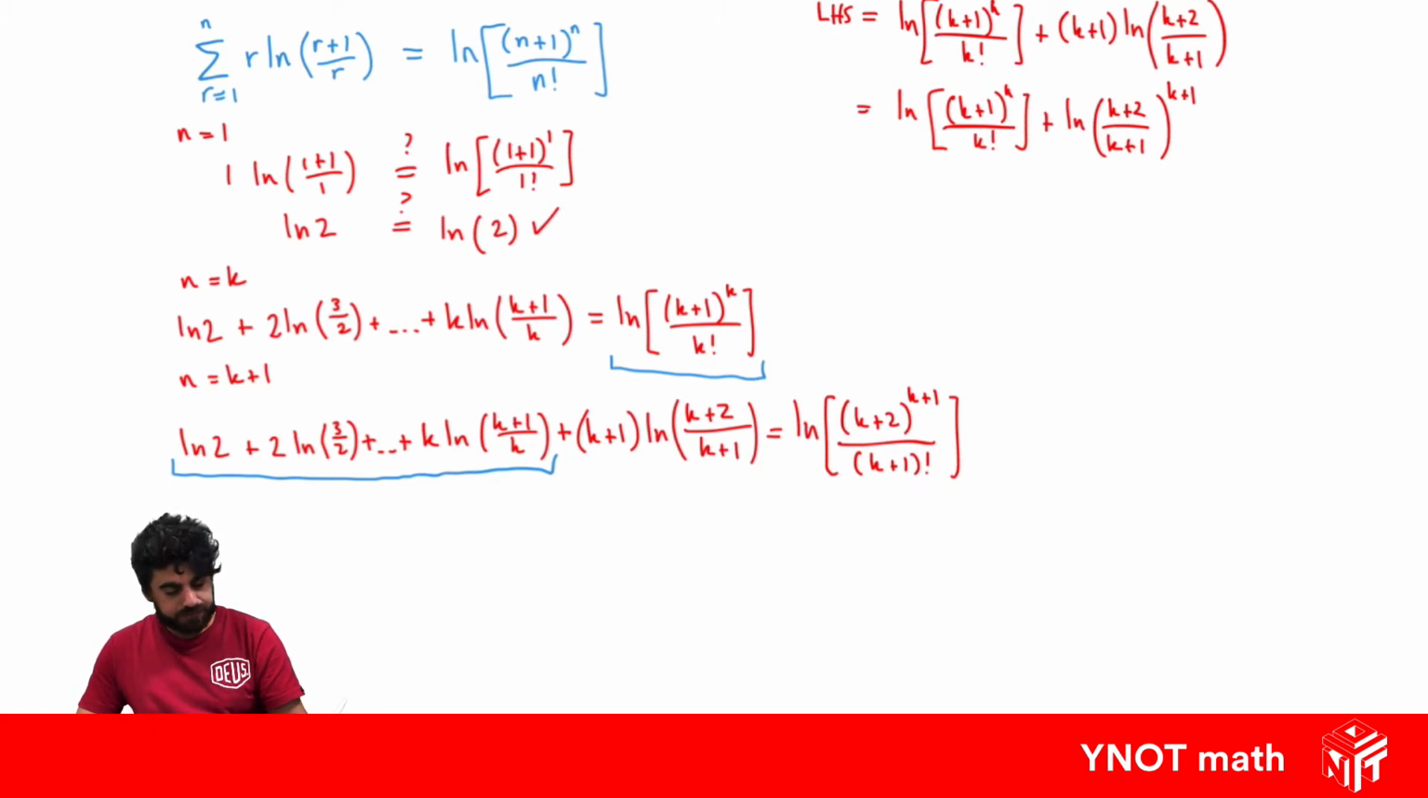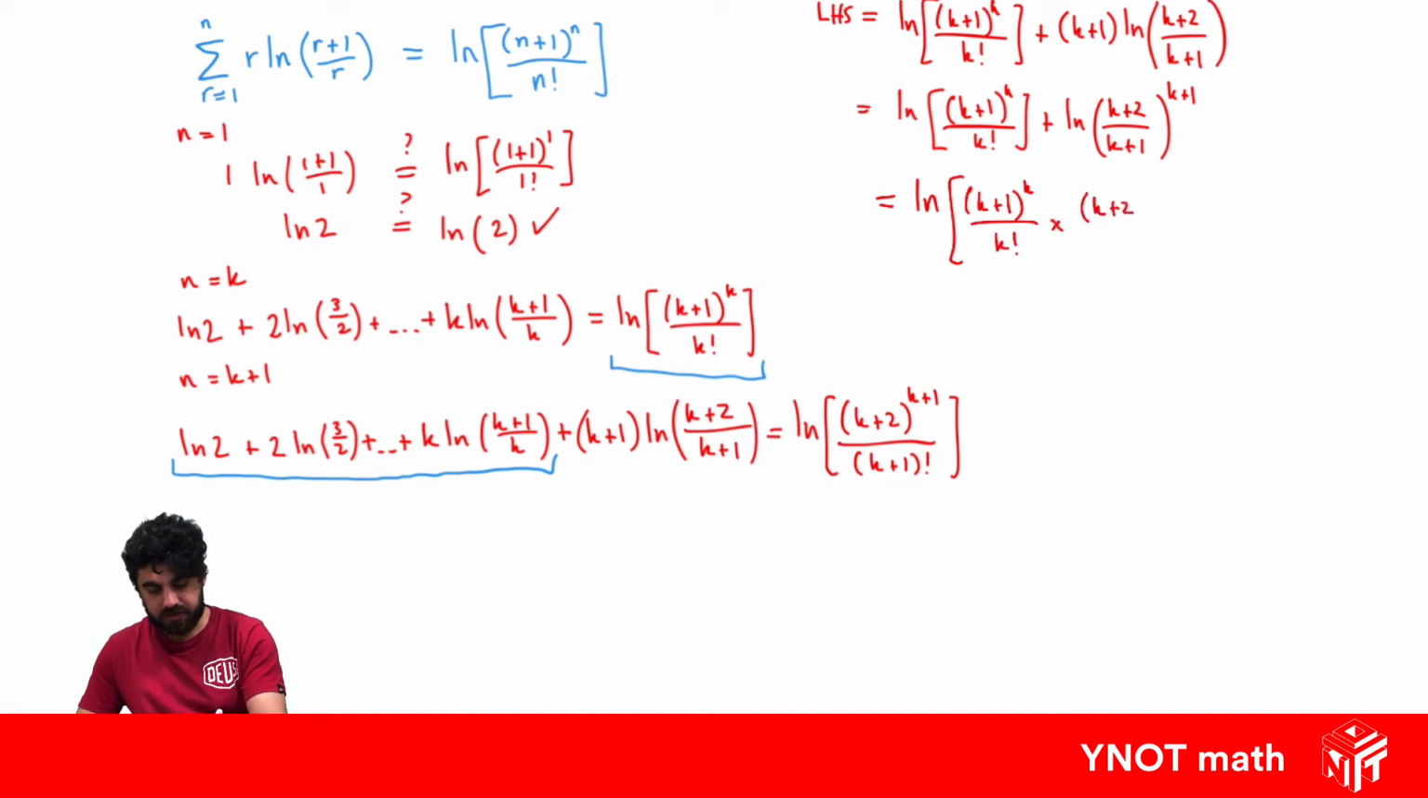Now we have the sum of logs, which we can convert to the log of a product using our log laws. So this is all going to equal the log of (k plus 1) to the k over k factorial times (k plus 2) to the power of (k plus 1) over (k plus 1) to the (k plus 1), using our index laws to also break up that power.